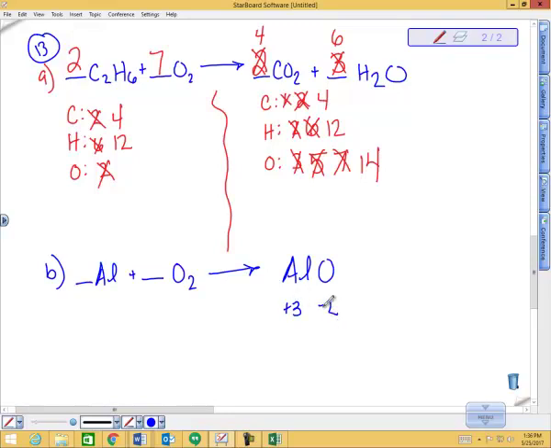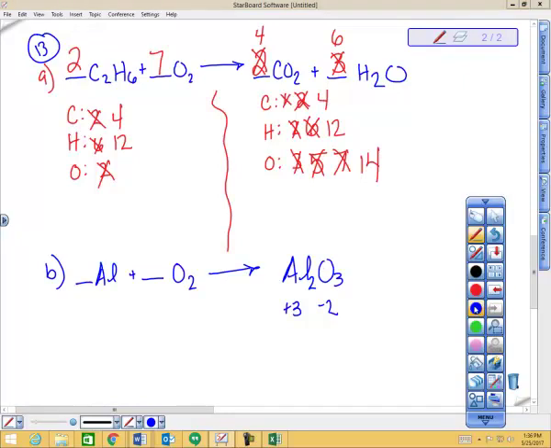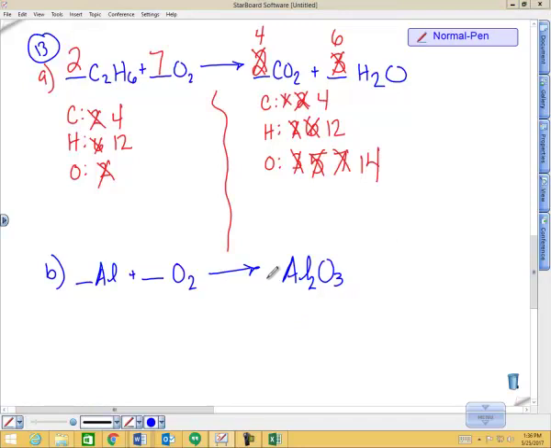All right, 3-2 combo. So what's the common multiplier? 6. So we'll have 2 aluminums and 3 oxygens. That's the compound that those two will make. So anytime you have to make a compound, you better check it to see if you need to balance those charges first. All right, now that we got the compounds and everything's all written out, balance the reaction.